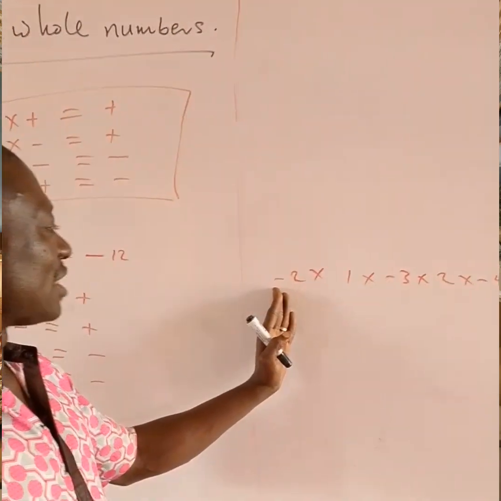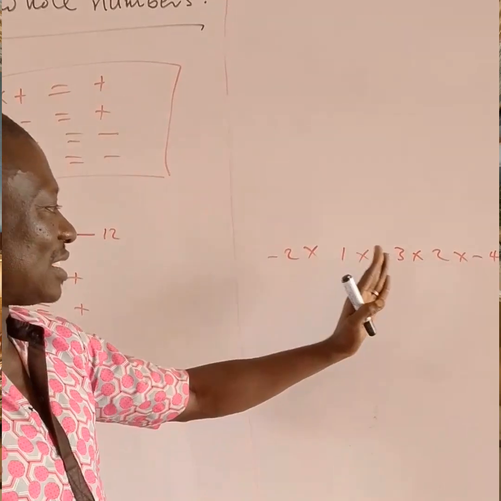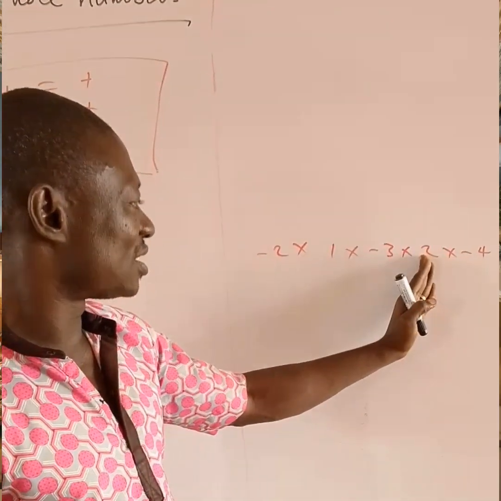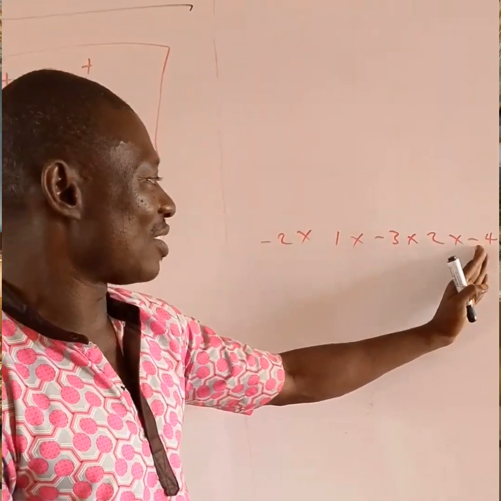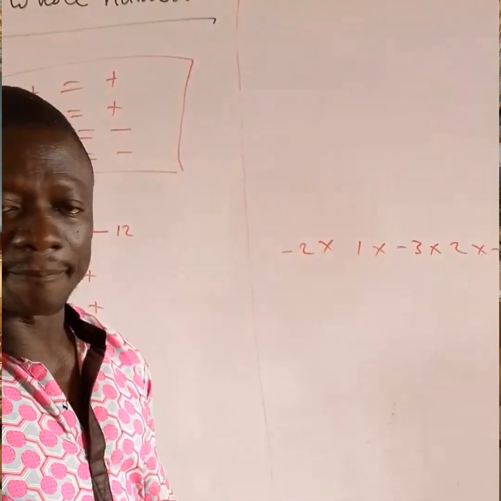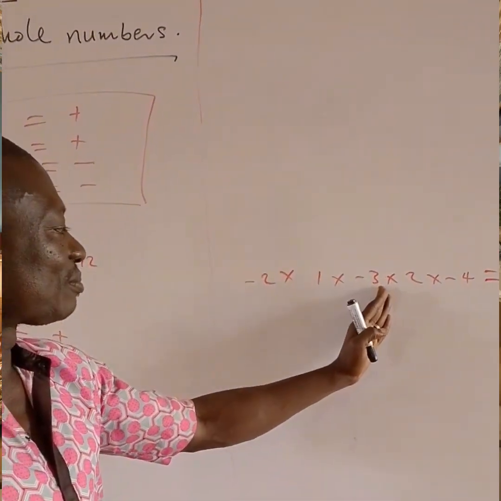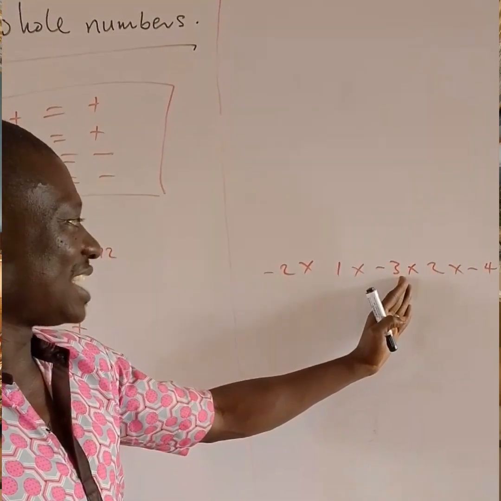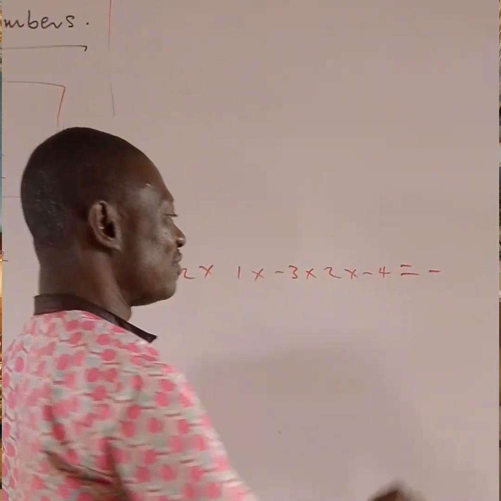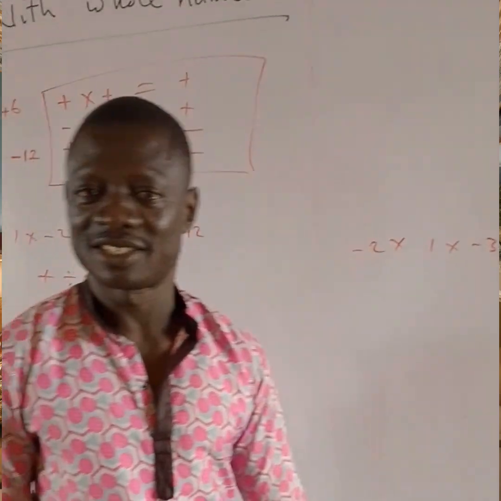So here minus times plus is minus. This minus here times minus is plus. This plus times plus is plus, and this plus times minus is minus at the end. So our answer will have a negative sign. And so 2 times 1 is 2, 2 times 3 is 6, 6 times 2, 12, and that 12 times 4 is giving us 48. So the answer becomes minus 48.